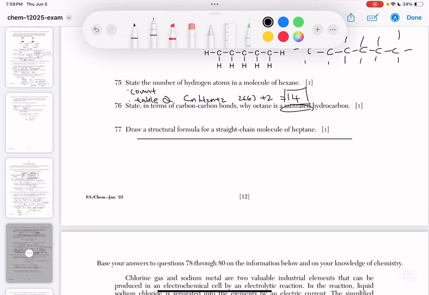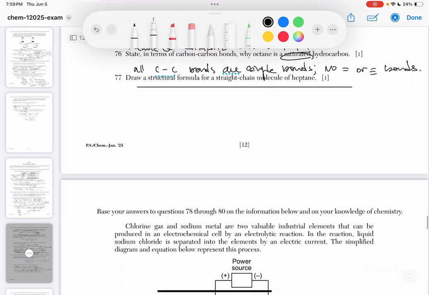Why this is a saturated hydrocarbon. So you can say that all carbon bonds are single bonds. No double or triple bonds. You should write all these out, by the way. Don't do the shortcuts like I do. I do too many of those.